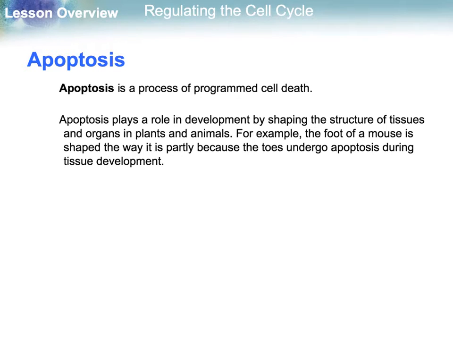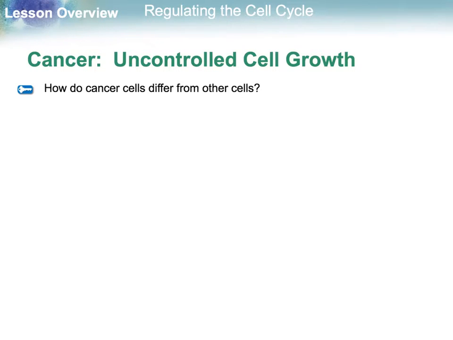Cell growth and division are important, but once a cell starts to have problems, once the DNA is damaged or a portion of the cell is damaged, something has to happen so that the cell cannot continue on and cause further problems. The process that we talk about is called apoptosis, which is a process of programmed cell death. Apoptosis plays a role in development by shaping the structure of tissues and organs in plants and animals. For example, the foot of a mouse is shaped the way it is partly because the toes undergo apoptosis during tissue development.